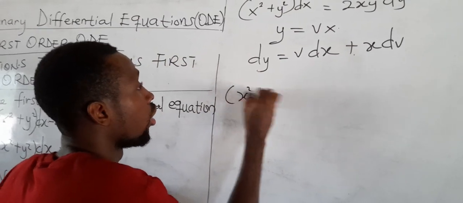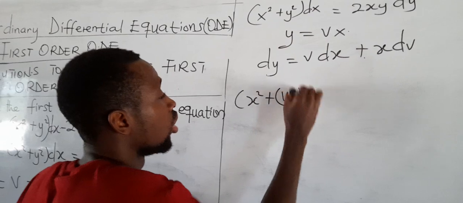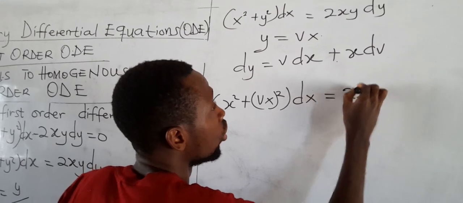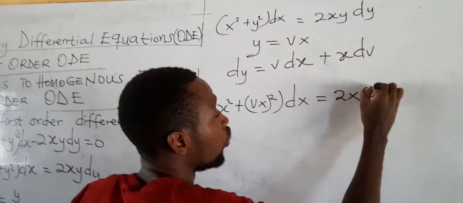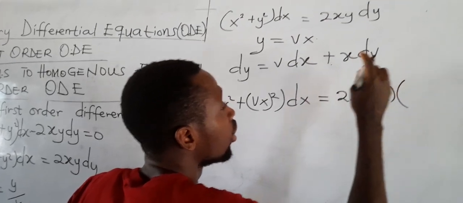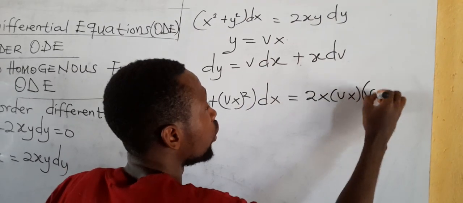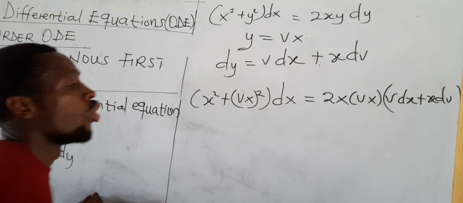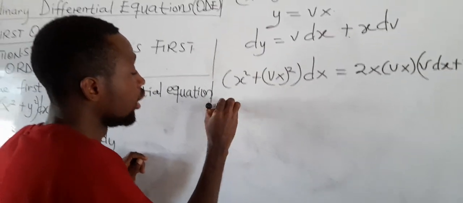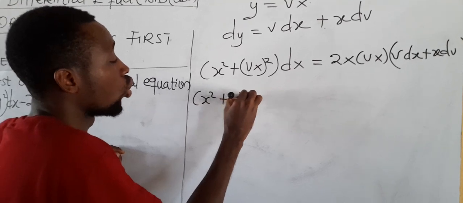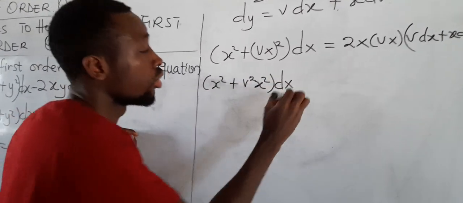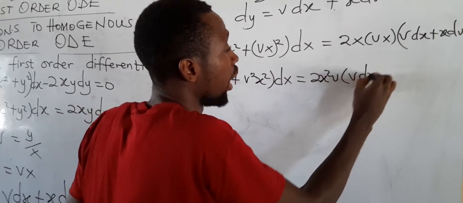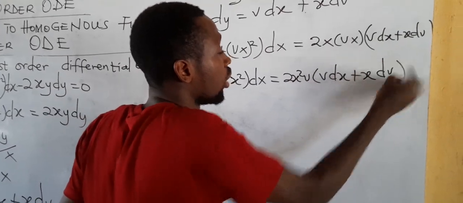So we have x squared plus vx all squared, dx, is equal to 2x, remember our y is vx, so vx, then times our dy. dy is this, that's v dx plus x dv. I hope you get that. We expand. So let's polish this. We have x squared plus v squared x squared dx is equal to 2x squared v times v dx plus x dv.